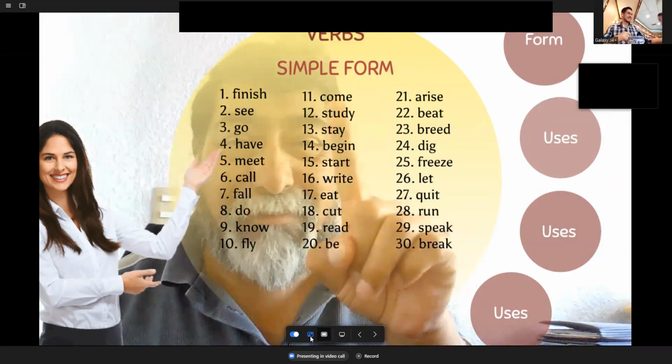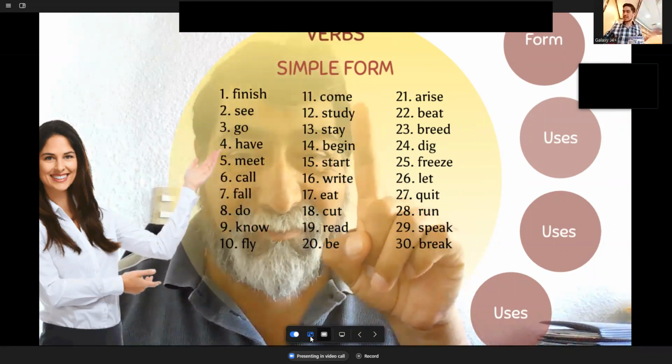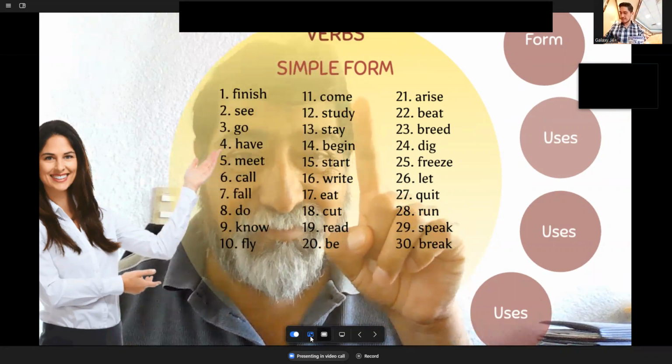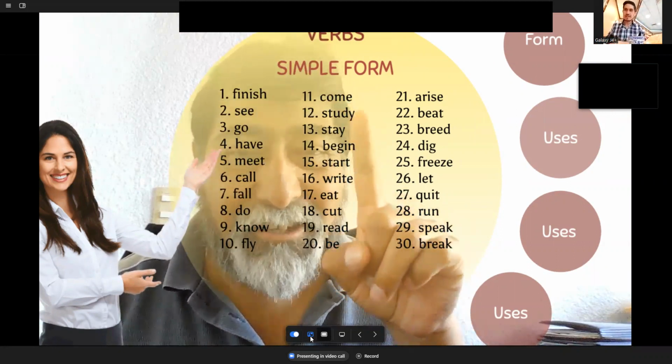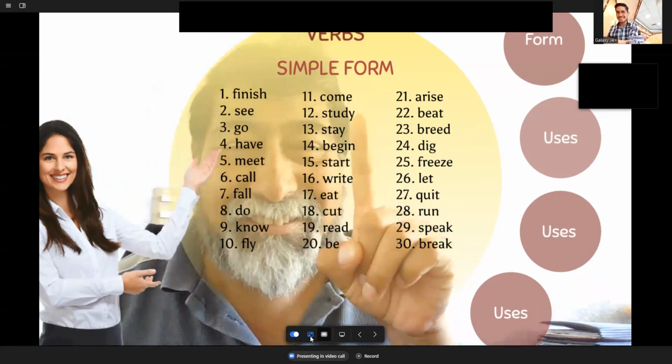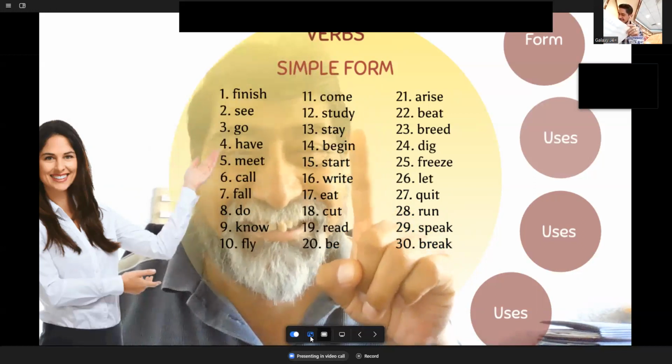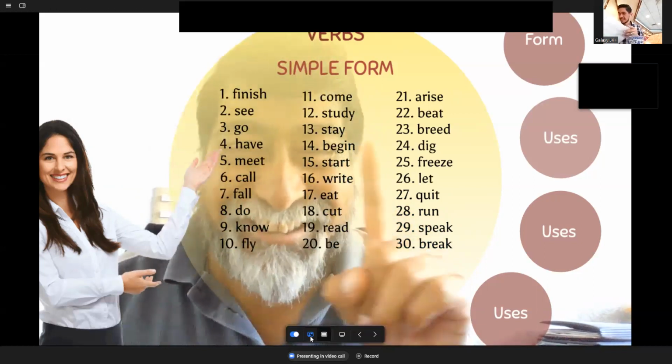What is the past participle of come? Come. Study, studies. Stay. Yes, yes, okay, right. Stay.